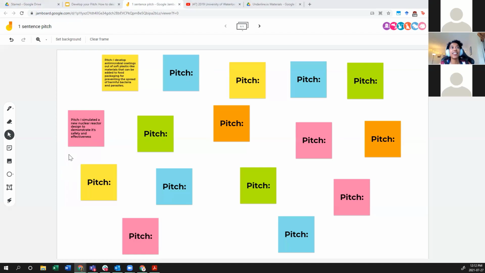Oh, I see a sticky note. I simulated a new nuclear reactor design to demonstrate its safety and effectiveness. Yeah, I like it. Very simple, straight to the point, and you get to the why really fast, which, as I emphasized, is absolutely essential in any kind of pitch. Does anyone else have any examples they want to contribute or practice with?